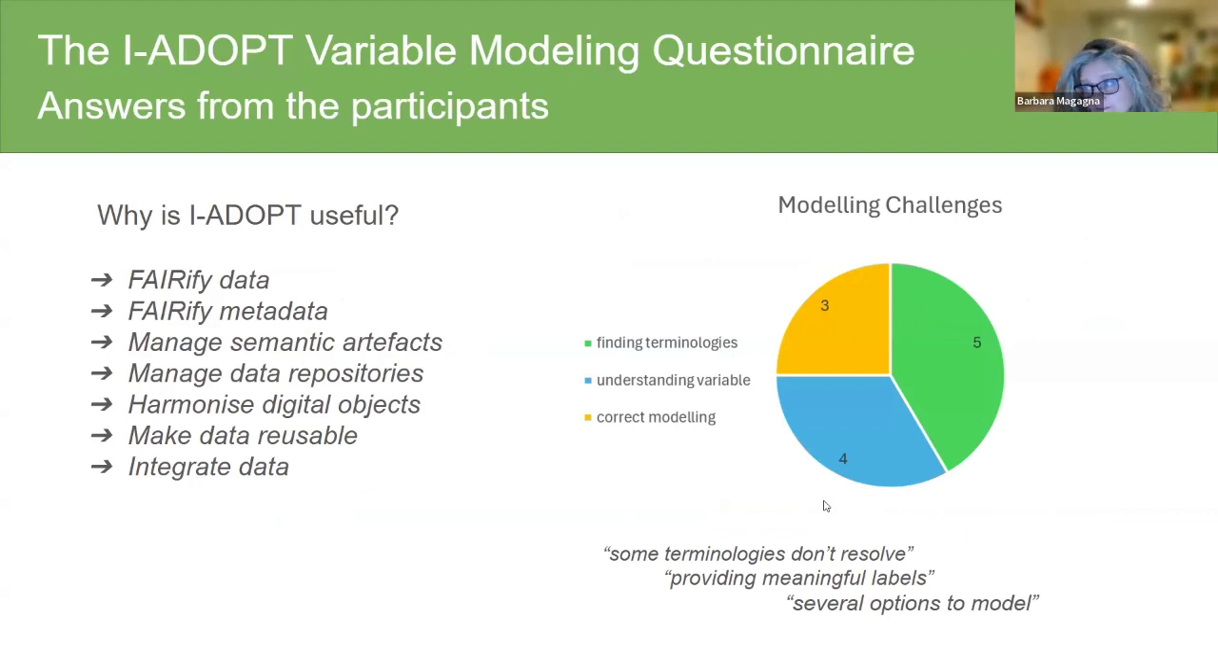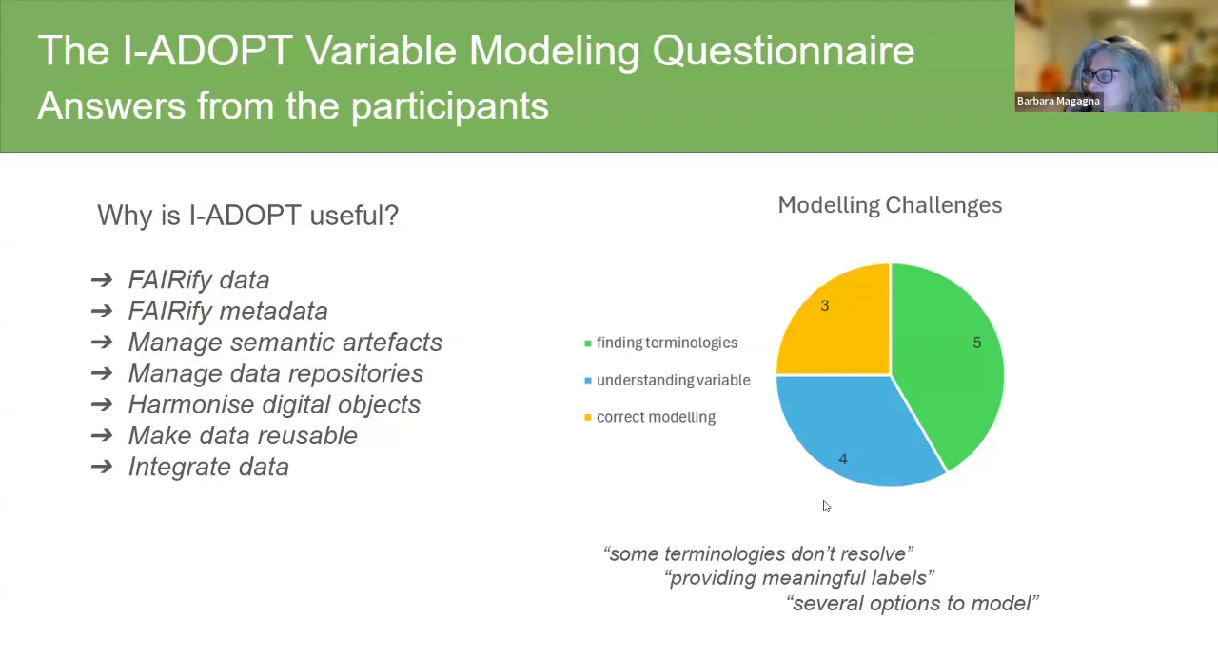So to make it more precise, it helps to manage semantic artifacts, to manage data repositories, to harmonize digital objects, the terminology of digital objects, make data reusable because people better understand what the data is about, and to integrate data. So this was what the participant said to the question. Why it's useful, the challenges are still there. So it's not that we solved everything.